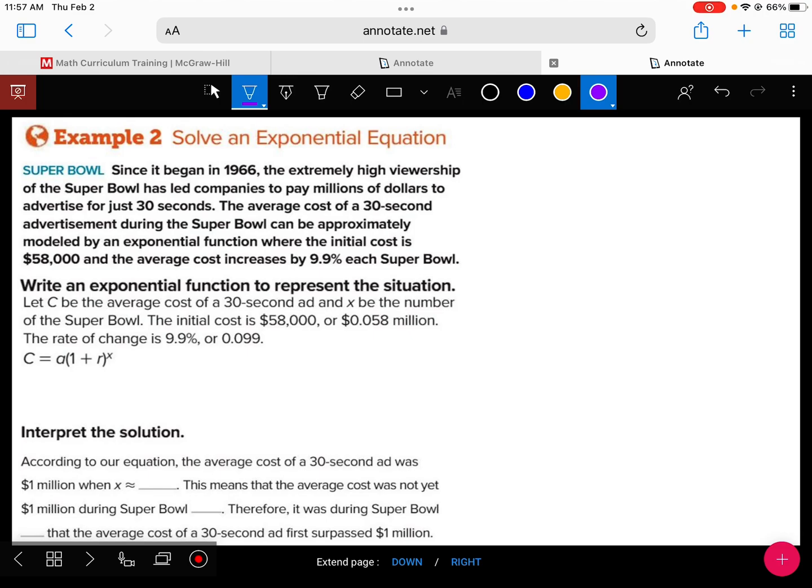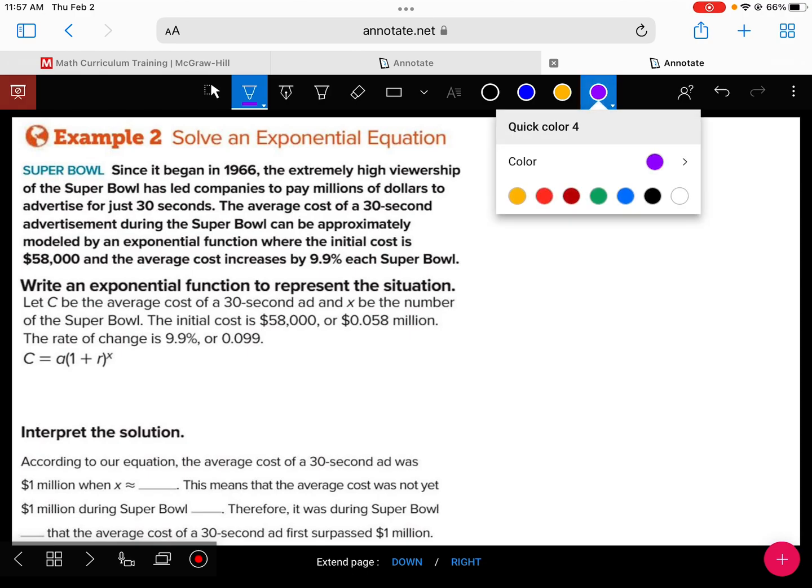Solving an exponential equation. We were solving exponential equations before, but this one's in a story problem. Since the Super Bowl began in 1966, the extremely high viewership, a lot of people are watching, has led companies to pay millions of dollars to advertise just 30 seconds. The average cost of a 30-second advertisement during the Super Bowl can be approximately modeled by an exponential function, where the initial cost is how much?